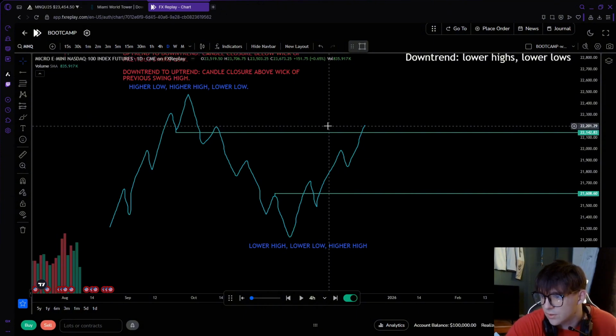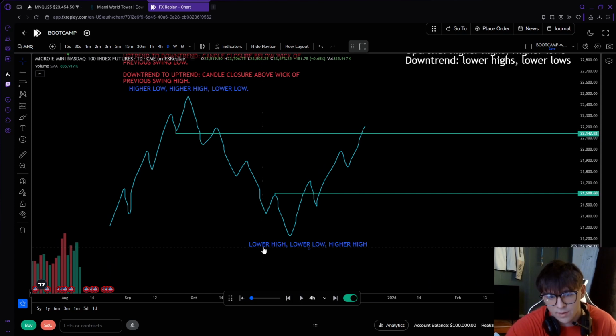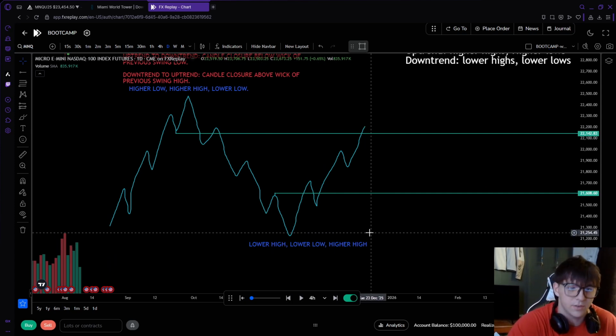So that is what a break of structure looks like. You want to look for, like I said, the three-phrase saying: if you're looking for a downtrend, you're looking for lower high to a lower low to a higher high. Uptrend to downtrend, you're looking for a higher low to a higher high to a lower low.